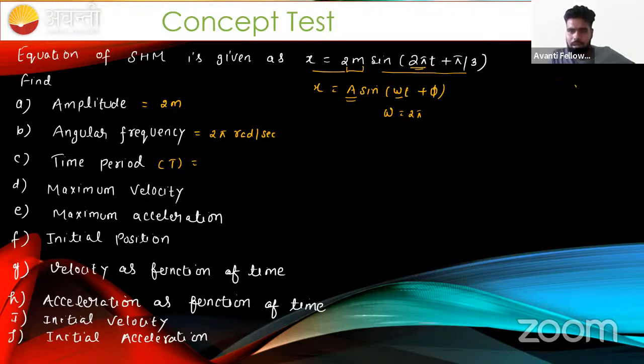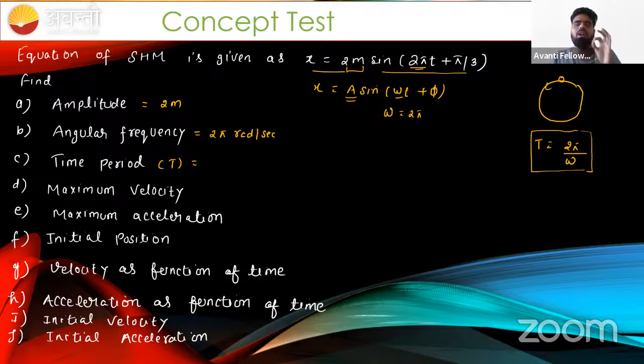We know that if a particle is completing circular motion and it takes time T to complete its motion, then time is nothing but total angular displacement divided by speed, that is, distance upon speed. The particle possesses a constant angular speed omega, known here as angular frequency. So we establish a very important relation: time period is nothing but 2 pi upon omega.